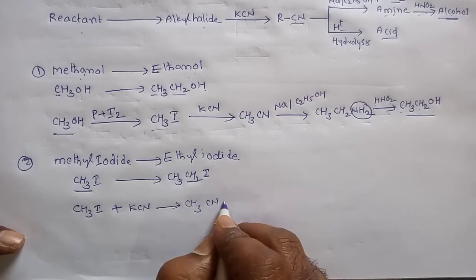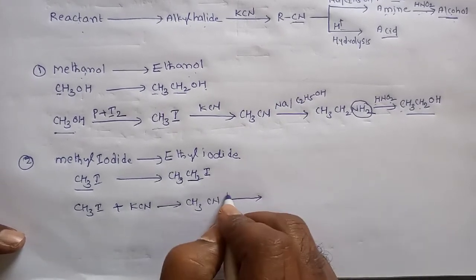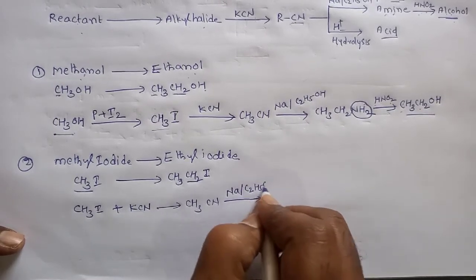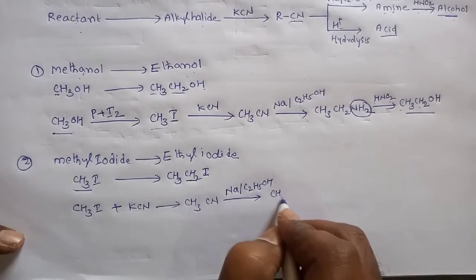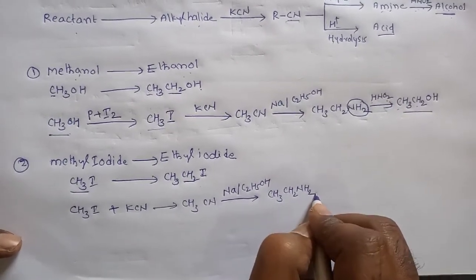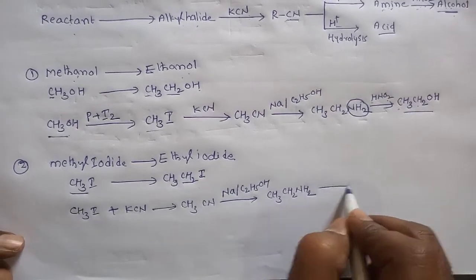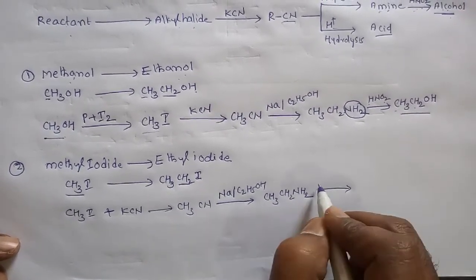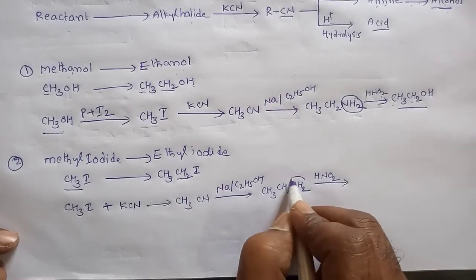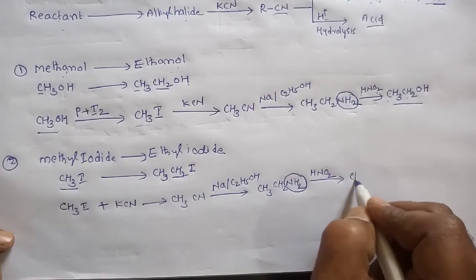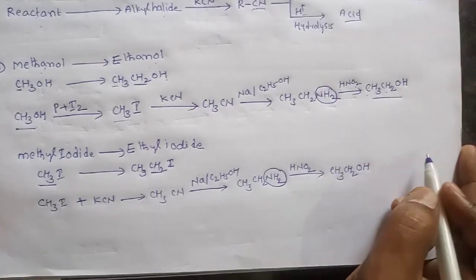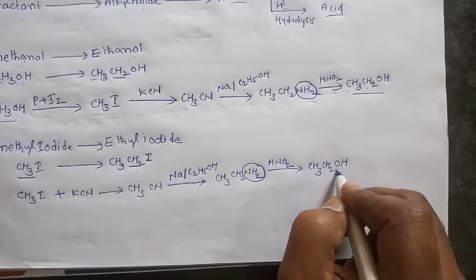So first we have to convert them into amines. So reacted with sodium and ethyl alcohol, this is converted into CH3CH2NH2, amines. This amine has to be converted into alcohol. Amines are converted into alcohol by using HNO2. When you are using HNO2, this NH2 group is replaced by an OH group, giving CH3CH2OH. Right, now here alcohol we got.